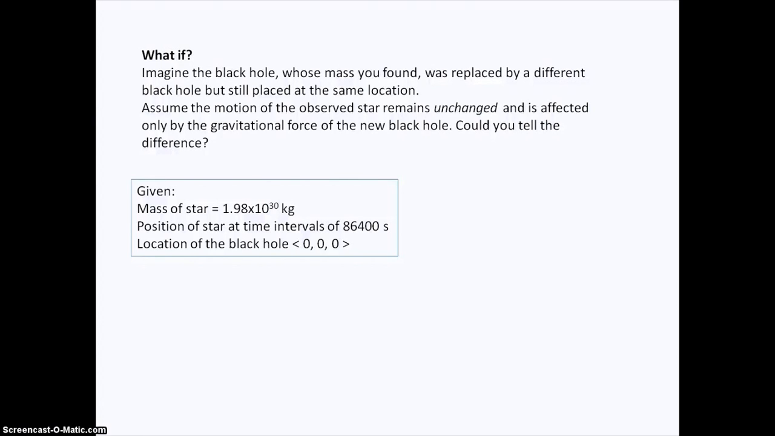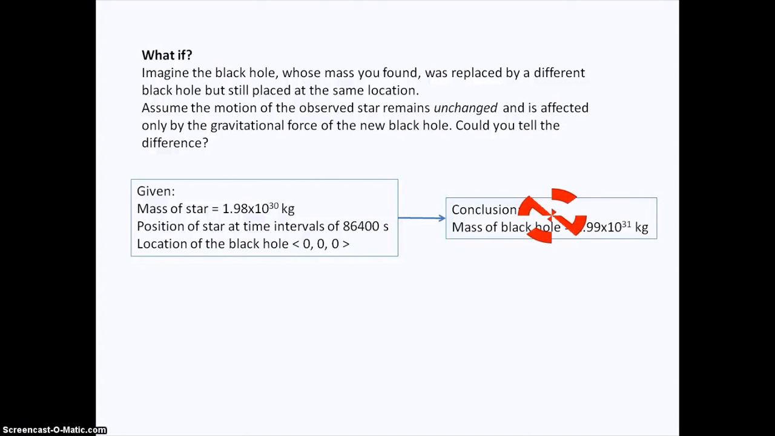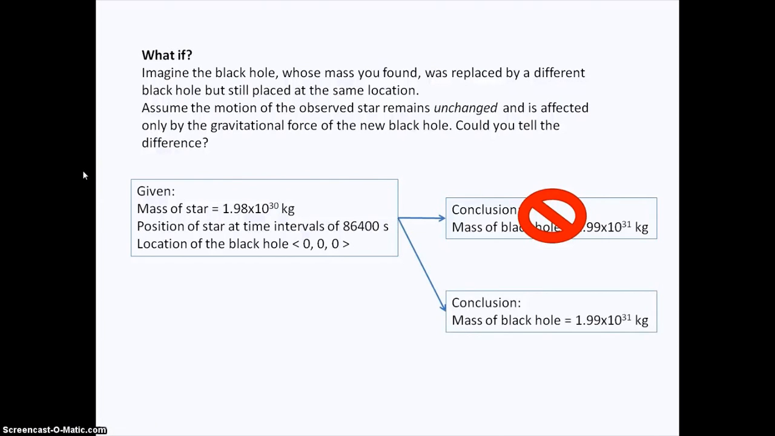Using this information, we were able to find that the mass of the black hole would be 1.99 times 10 to the 31 kilograms. If we now remove that black hole and go back to observing the star, we see that the given information hasn't changed. So if we solve again for the mass of the new black hole, we'll still find that its mass is 1.99 times 10 to the 31 kilograms.